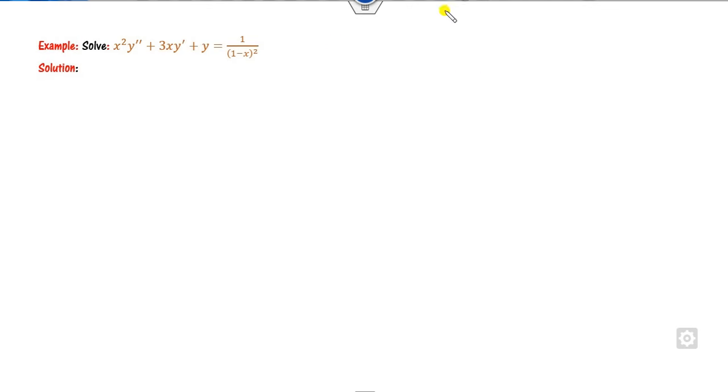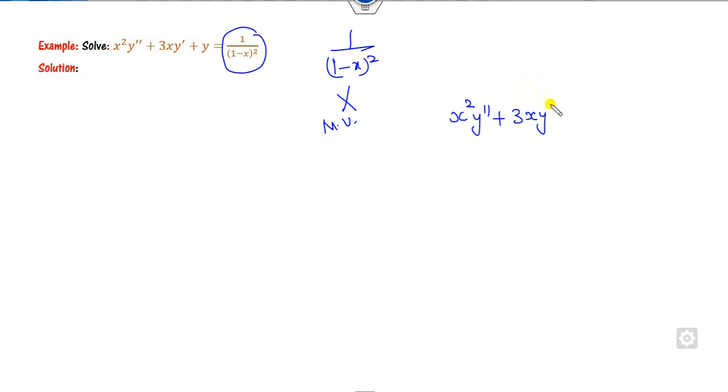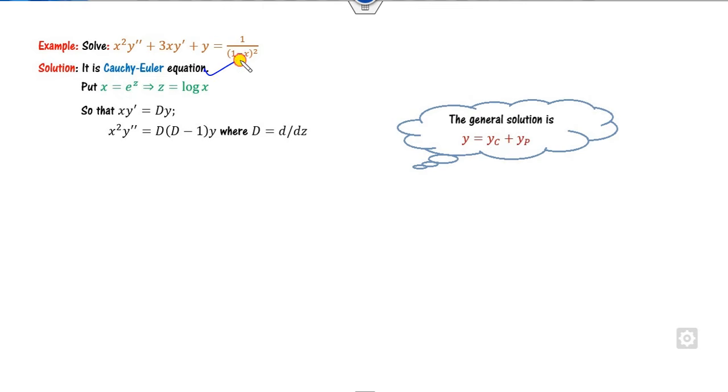Okay, look at this another question. Again, because of this 1 over 1 minus x whole square, the method of undetermined coefficients is not applicable. First target is how you can solve this homogeneous part. Clearly this is a Cauchy-Euler equation. So you can take the substitution as this.